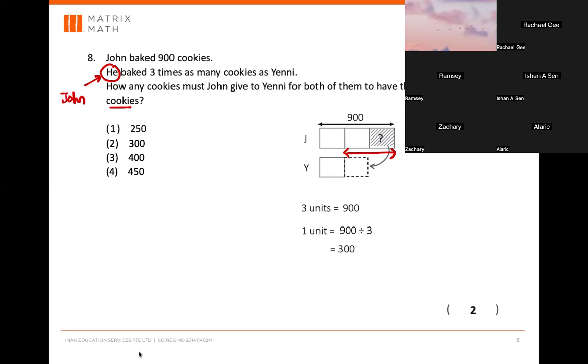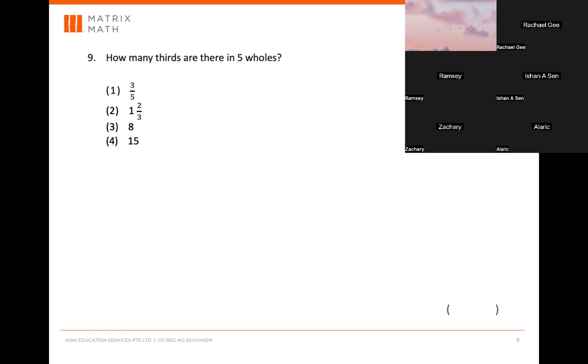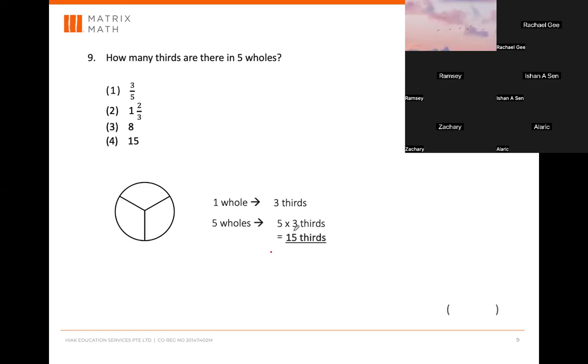So yeah, let's go on to the next, question 9. So question 9, how many thirds are there in 5 wholes? Okay, so how many thirds are there? Here you go. So 1 whole, you can cut into 3 equal parts. If you have 5 wholes, you will have 5 times 3, which is 15. Okay, so that's what we have.